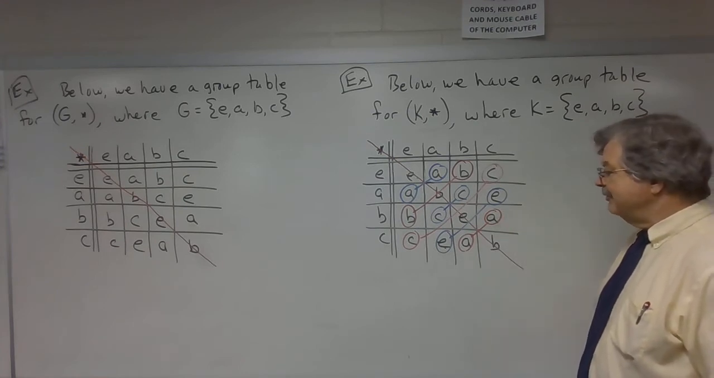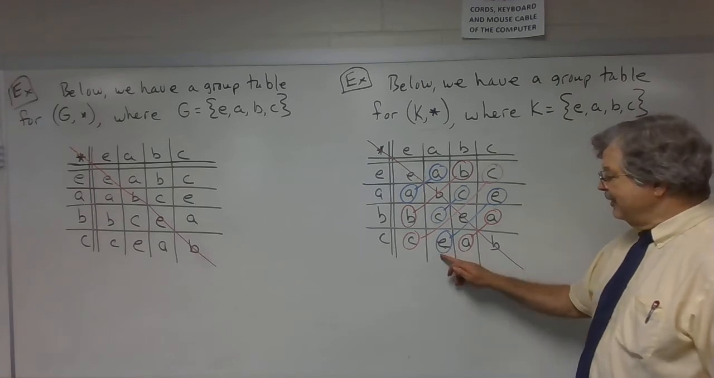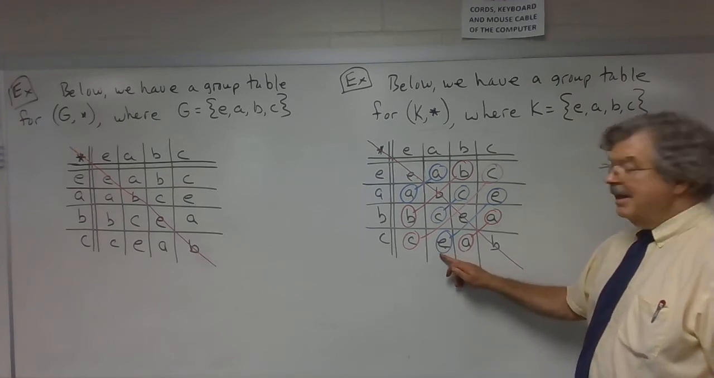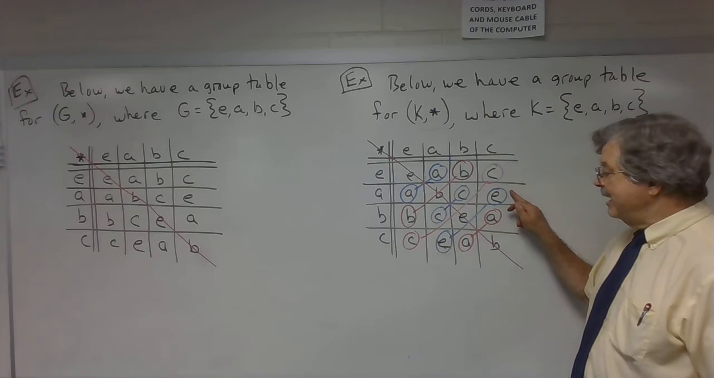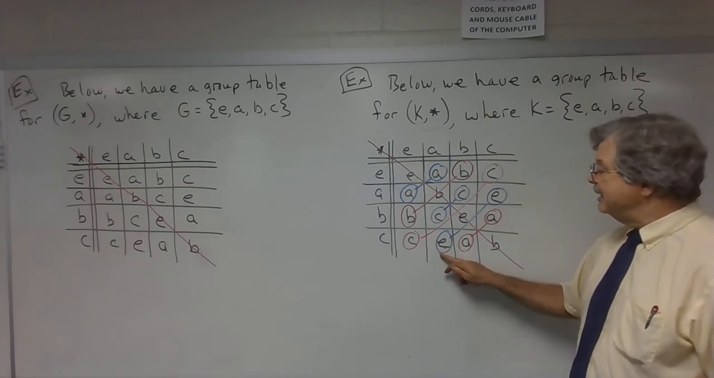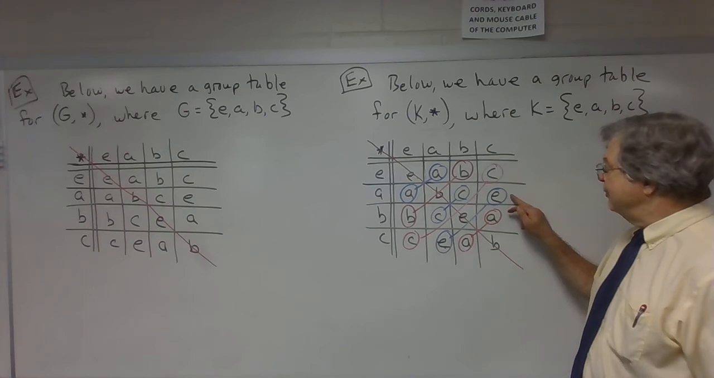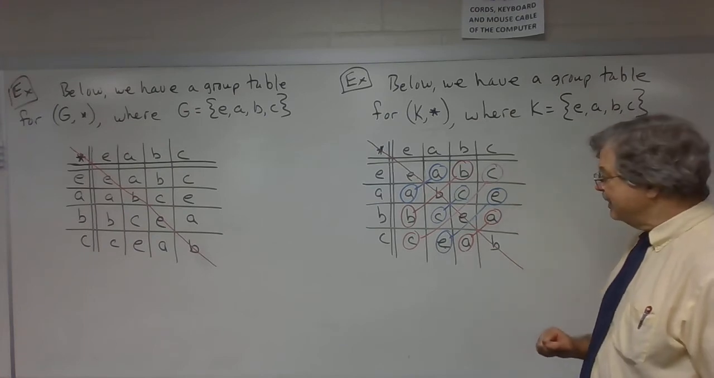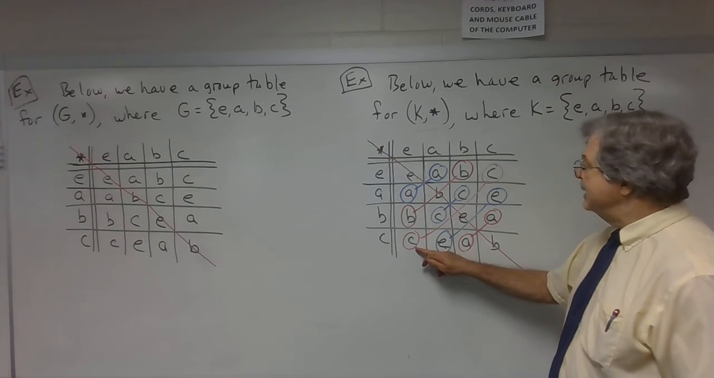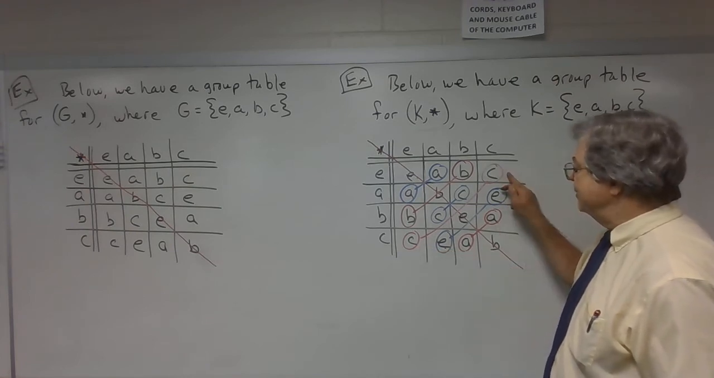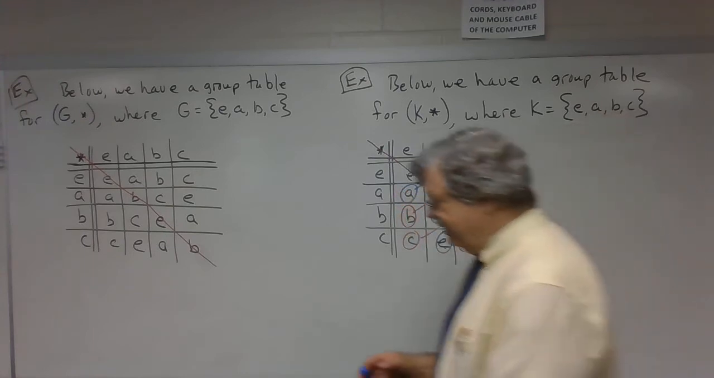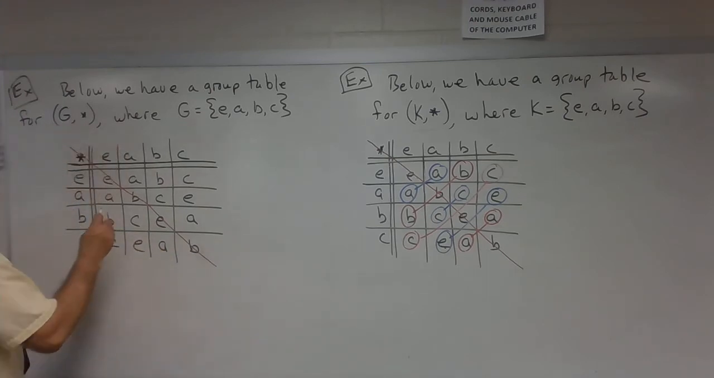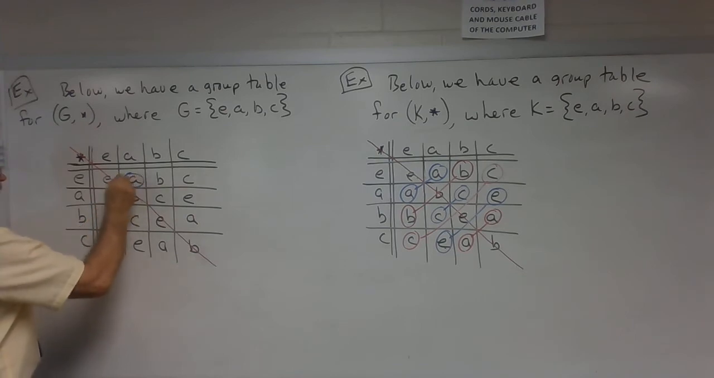Another way of looking at this is that if we take an element in the table and reverse the row and the column, we get the same element. For example, this is row C, column A. This is row A, column C. Same element. Row C, column E. This is row E, column C. Same thing happens over here. Even though the table is structurally different, it does have the same thing in common.